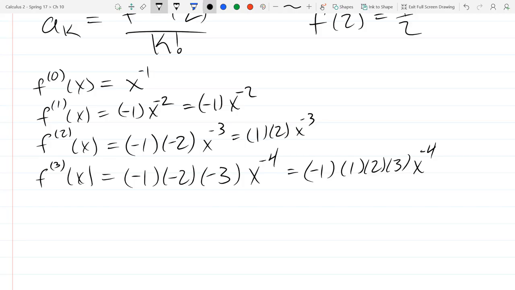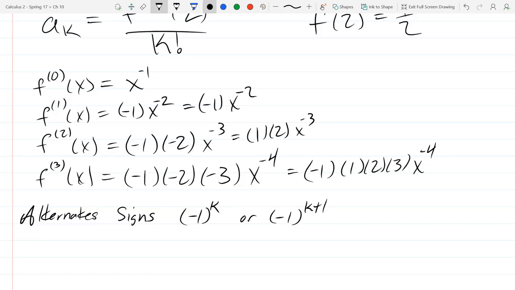First thing, notice the signs are alternating. We just saw alternating series, it's one of our last sections. So this should have a -1 to the n or -1 to the n plus 1. I think we're using letter k. So it's either going to be -1 to the k or -1 to the k plus 1, one of those two, depending on whether I want the even terms or the odd terms to be negative.